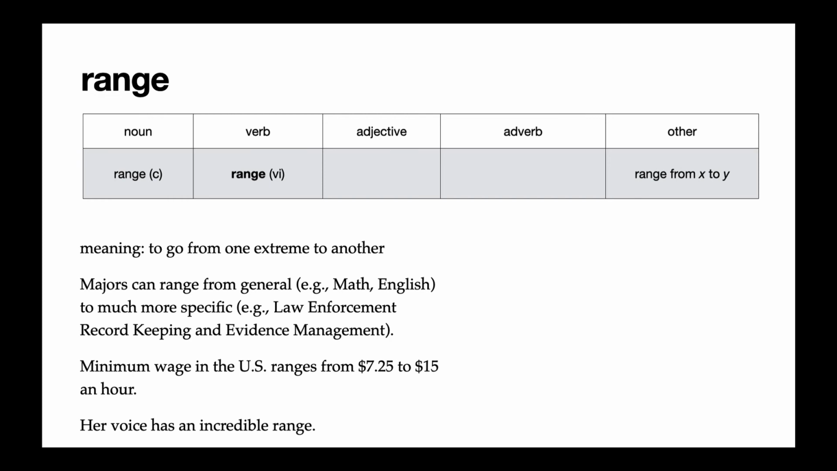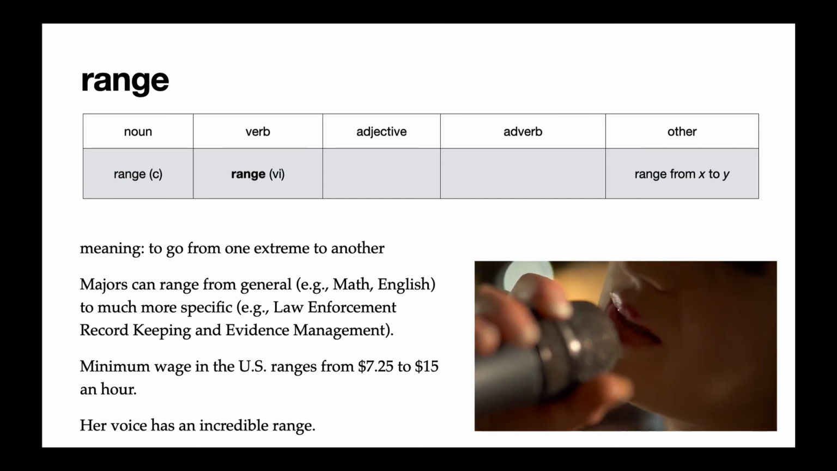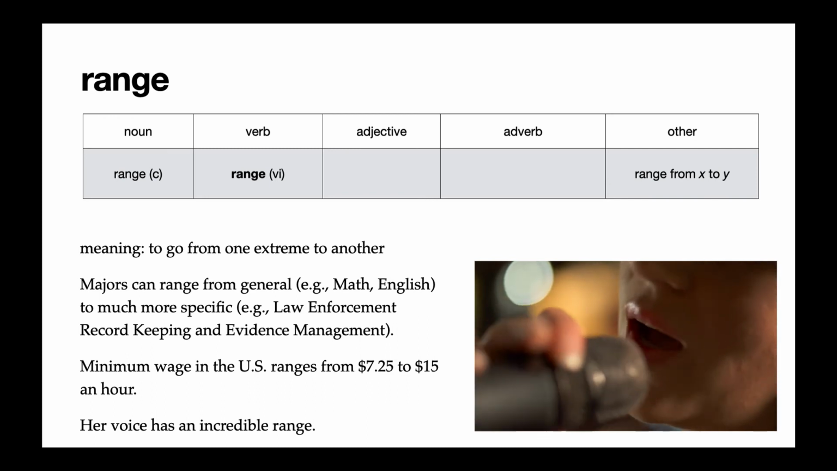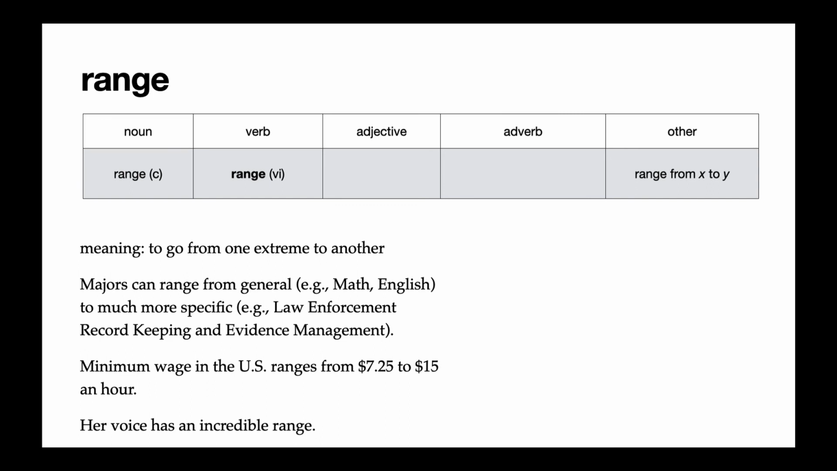And the last example shows range used as a noun. Her voice has an incredible range. That means her voice can go from really, really high to really, really low. Probably singing, not just talking like that. So in the other column, I wrote that when you use range as a verb, you always have to range from something to something else. So in our examples here, you see ranging from to when it's used as a verb.